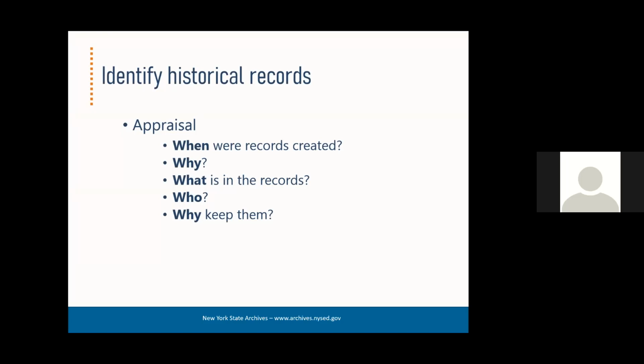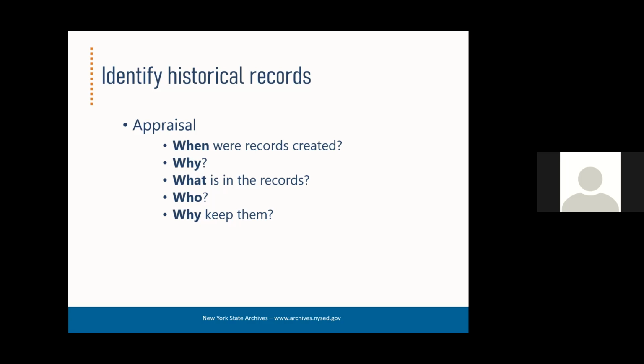Okay, so sometimes it's pretty easy. It's old, so it looks important. Other times, not so much. So you have to do something that's called appraisal. And what that is, it's a process of asking certain questions about the records that you have. So sometimes in a retention schedule, and that legally tells you how long you need to keep the records, you'll see permanent, but you'll also see something that says, appraise for historical value.